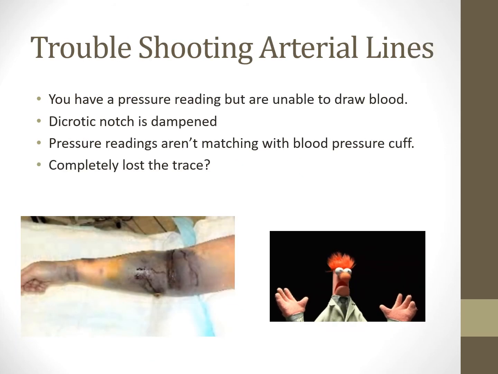All right, troubleshooting arterial lines. This can be a little stressful, as you can see, Beaker there. You have a pressure reading, but you're unable to draw blood. What do? Your dicrotic notch is dampened. Well, what does dampened mean? We'll talk about that here in a second. Pressure readings aren't matching with the blood pressure cuff. So who's wrong, the blood pressure cuff or the art line? How do you know? If you completely lose a trace altogether, what could that mean? What do? So these are things that you'll have to look at.